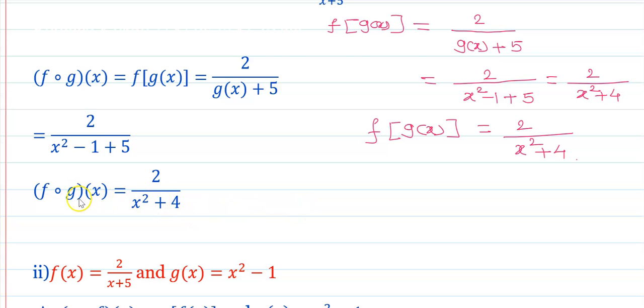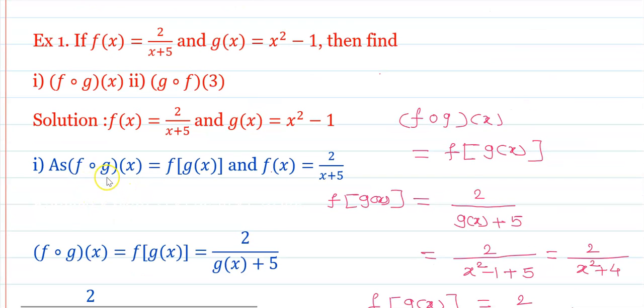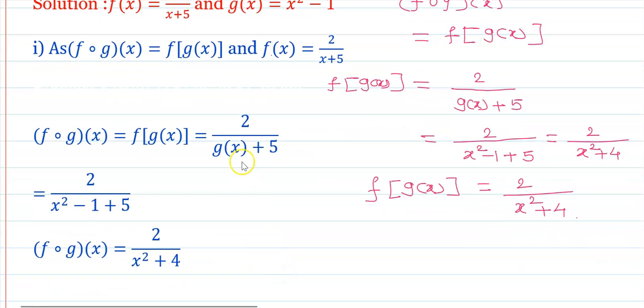Now the next, and it is here. Also it is written in this manner. FOG of x is equal to f of g of x, that is 2 upon g of x plus 5. Substitute the value of g of x, which is x square minus 1 plus 5. And therefore, f of g of x is equal to 2 upon x square plus 4. This is the first one.